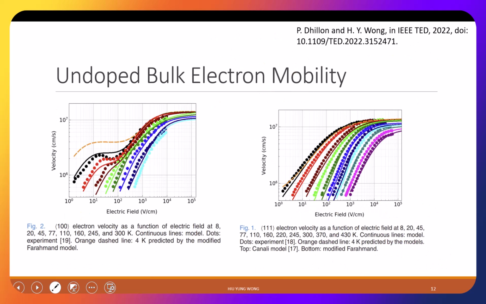Now, I show you the mobility. Here I want to show you some of the work we did. First of all, you do need to understand what it's talking about here. You don't need to remember this curve. Undoped bulk electron mobility. What is the meaning of undoped? Low impurity in this case. Of course there is some, but very low.